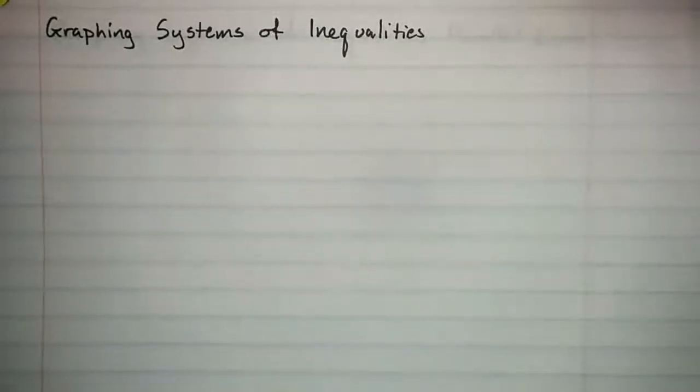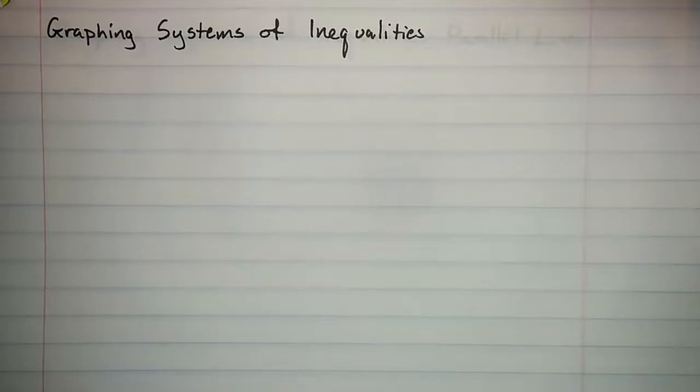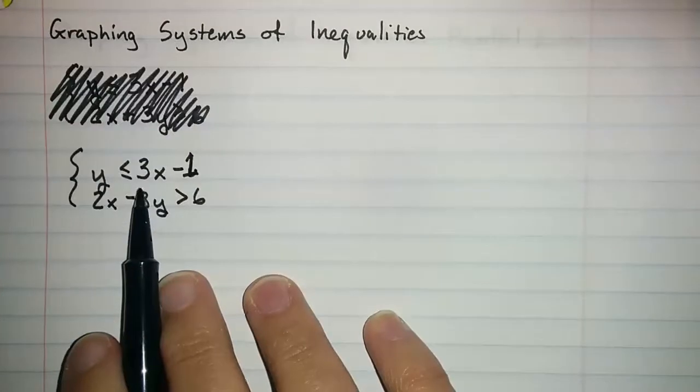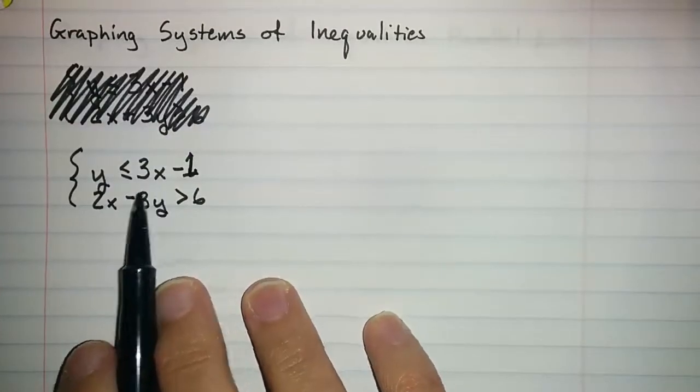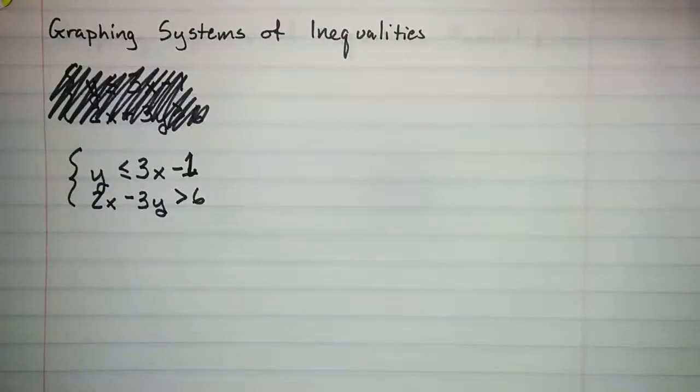In addition to systems of linear equations, we can also have systems of linear inequalities. And at this point, all we're going to do with these systems is graph their solutions. So here's a typical example of a system of linear inequalities. y is less than or equal to 3x minus 1, and 2x minus 3y is greater than 6.